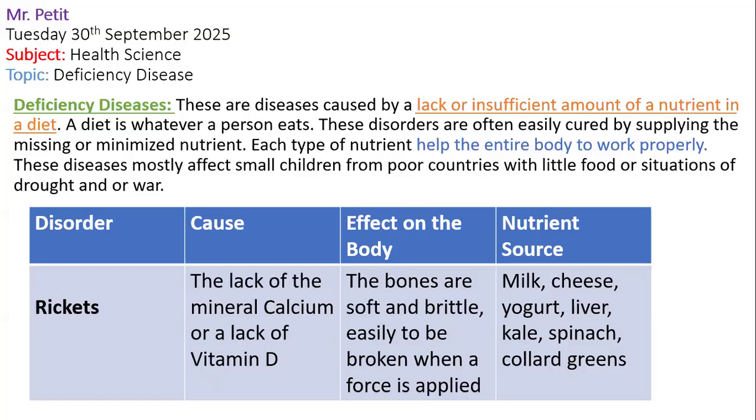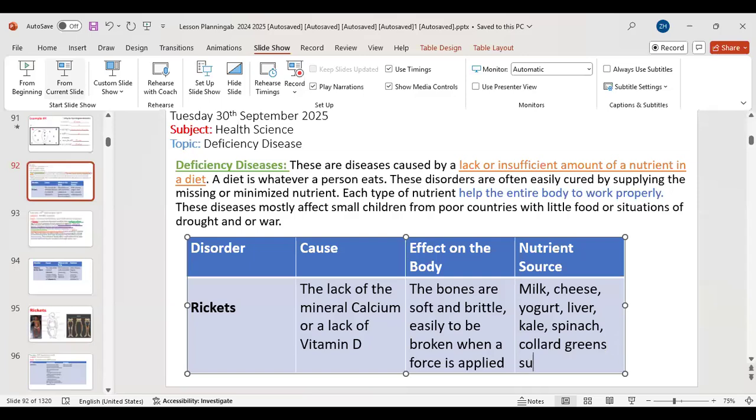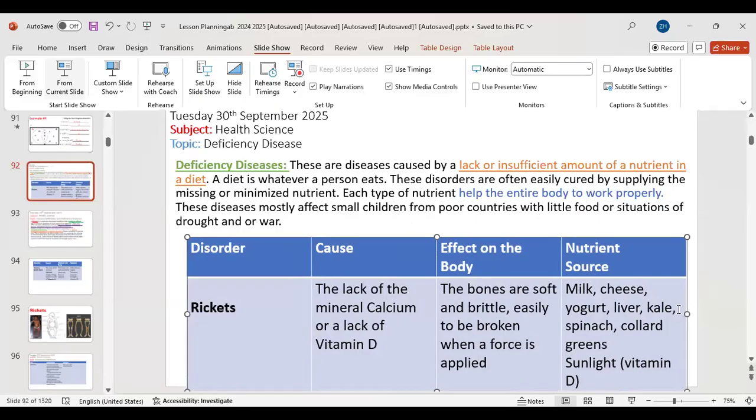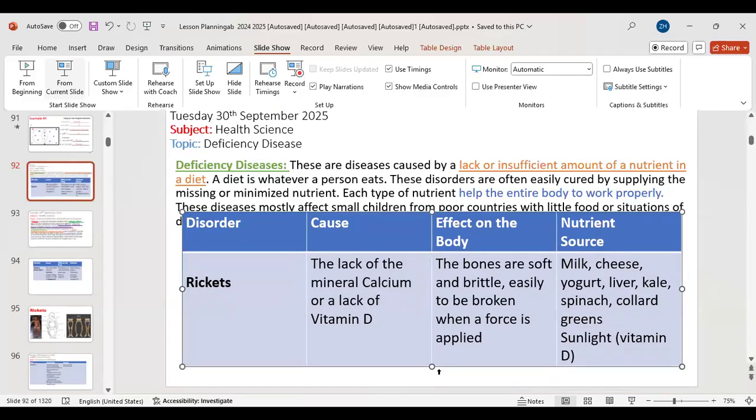Where do you get vitamin D from? The sun. Sunlight. And orange juice. Yeah, say orange juice. Sometimes orange juices are fortified. That's a very good point. Sometimes orange juices are fortified with vitamin D. So that is true.